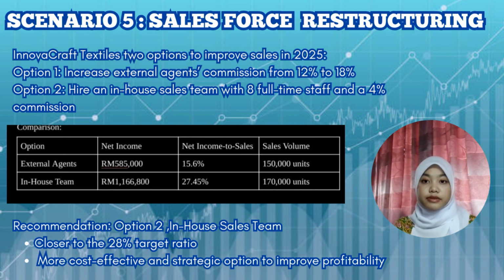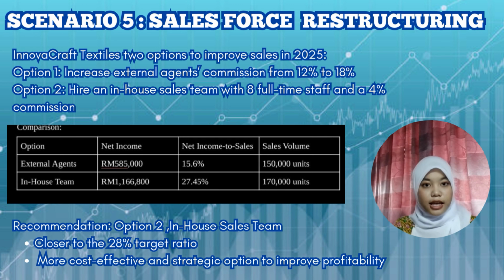The total net income is 585,000 ringgit Malaysia with a net income to sales ratio of 15.6%. While option 2 is to hire 8 full-time in-house sales staff with a 4% commission. This is expected to boost sales by 70% or 170,000 units. The projected net income is 1,166,800 ringgit Malaysia and the net income to sales ratio is 27.45%. Based on our analysis, we recommend option 2, the in-house sales team.